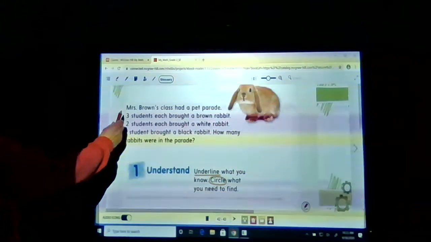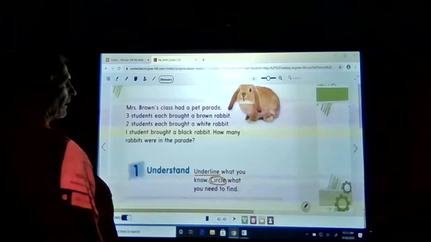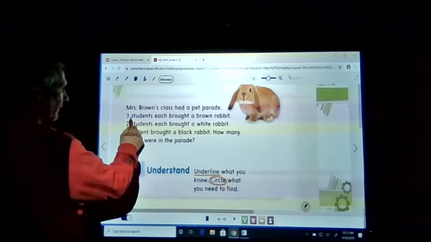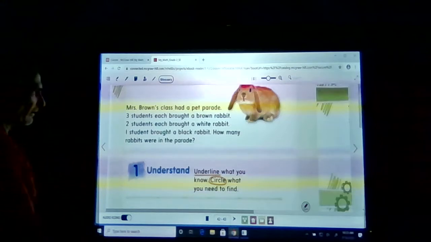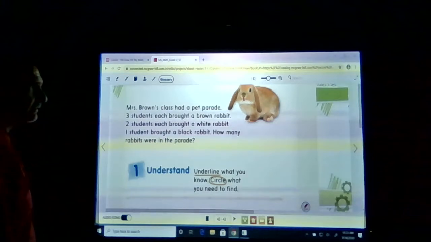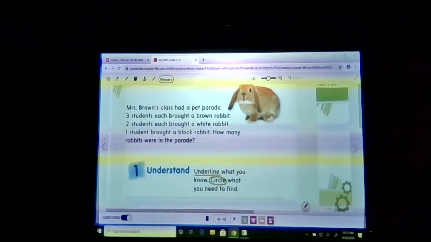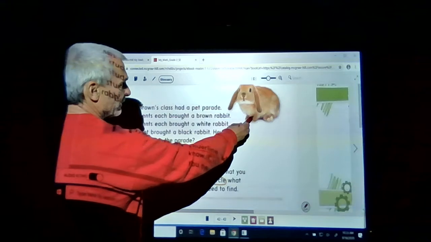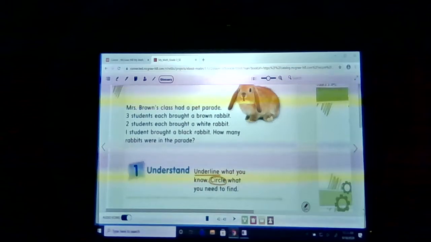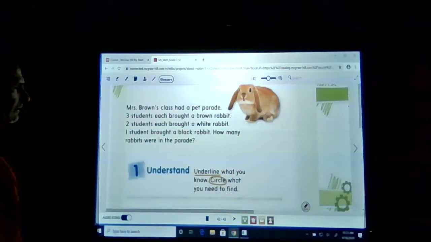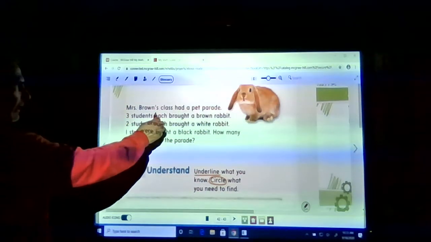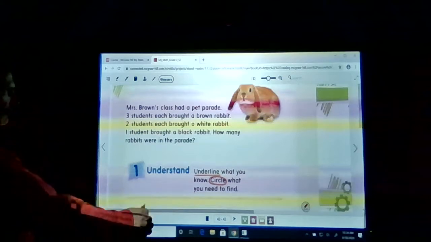Sorry about that. Mrs. Brown's class had a pet parade. Well, we know they had a pet parade. We could underline that, but here's the numbers that we're really looking at. And so this is telling us there was a pet parade. Looks like a gerbil, doesn't it? I think so. Or is that a guinea pig? Maybe that's a guinea pig. All right, I think that's a guinea pig, not a gerbil. All right, but anyway, a pet parade. Who knows how many pets were there?